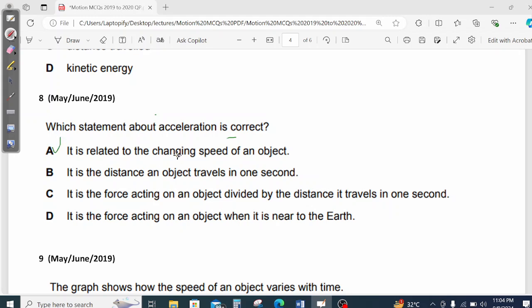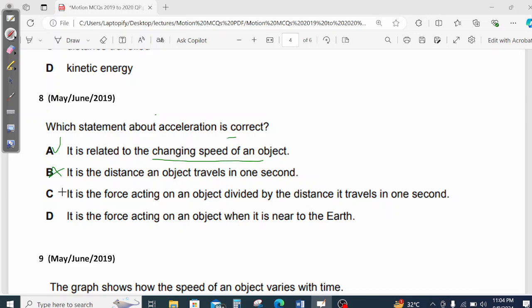It has mentioned here change of speed of the object. If you look at this one, distance, it is the distance an object travels in 1 second. No, this is related to the speed. Okay, distance over time. If you look at the next one, is the force acting? No, it is a force acting. No, there is no link of force with the acceleration here.